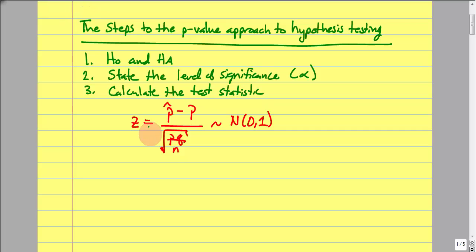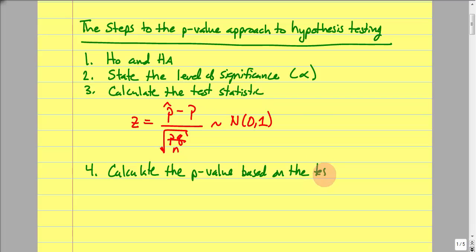The next thing I would do after I calculate the test statistic is I would calculate the p-value. Now, the p-value is based on this test statistic, so calculate the p-value based on the test statistic. So in order to calculate this p-value, I need to know Z, and then I also need to know the direction of my test for my alternative hypothesis.